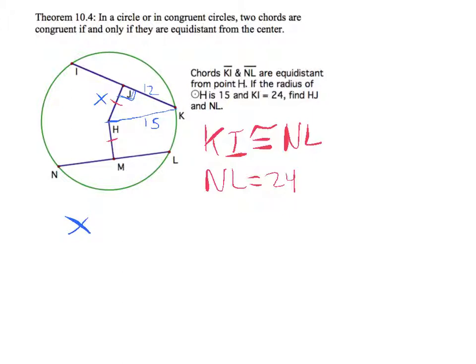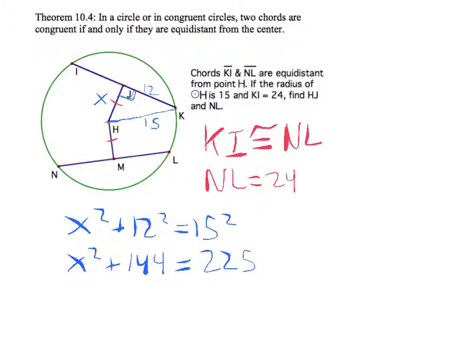So x squared plus 12 squared equals 15 squared. And if you work that out, 12 squared is 144. 15 squared is 225. When we subtract, we're going to get x squared is equal to 81. Square root both sides to get the x alone. And x equals 9.